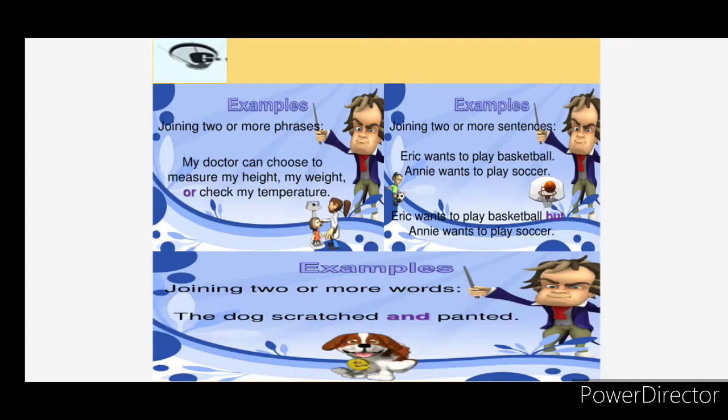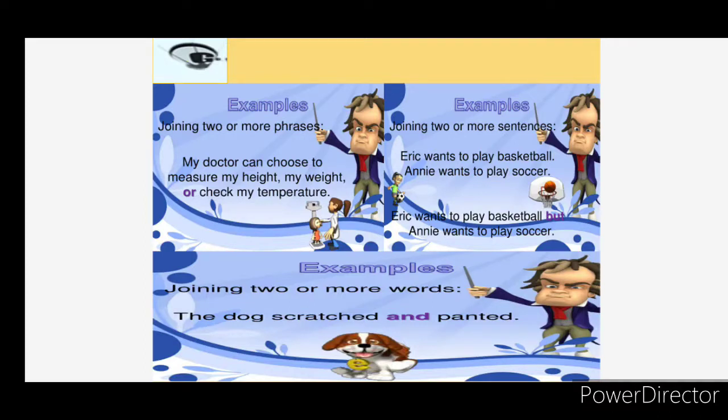My doctor can choose to measure my height, my weight, or check my temperature. It can also be used to join two or more sentences. Let's have a look at these two sentences.